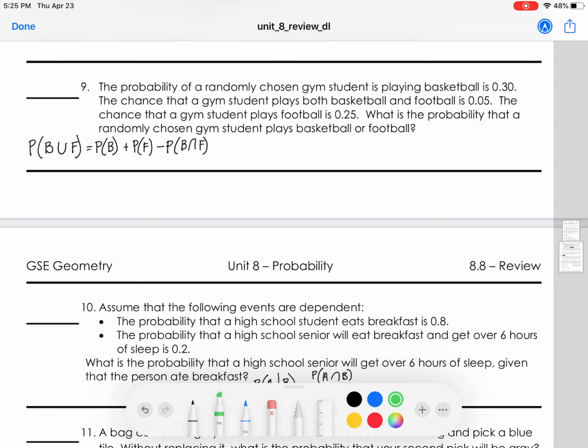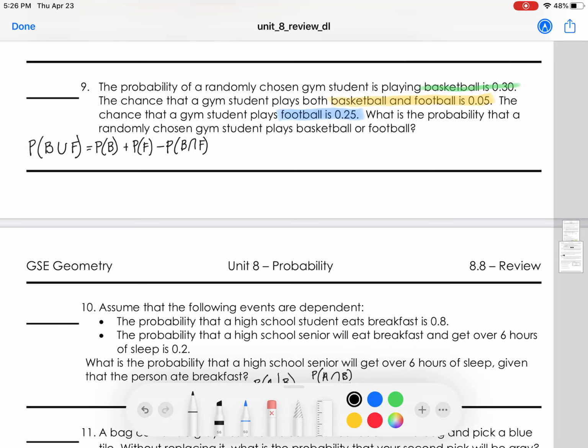Today we're going to talk about the solutions to 9, 10, 11, and 12 on the Unit 8 review. In number 9, it asks us to find the probability that a randomly chosen gym student plays basketball or football, and we're given a few different probabilities of the different events occurring. And so I am highlighting the different probabilities. Basketball and football is 0.05, basketball is just 0.3, and then playing only football is 0.25.